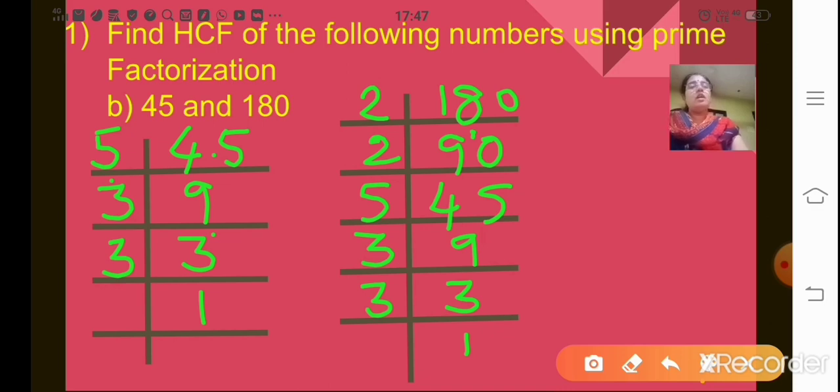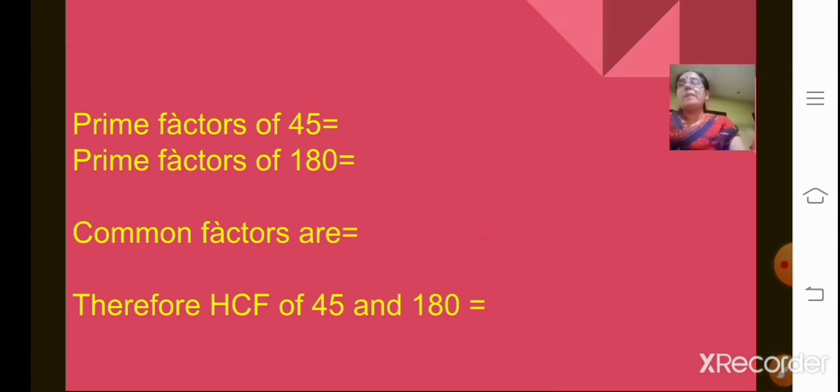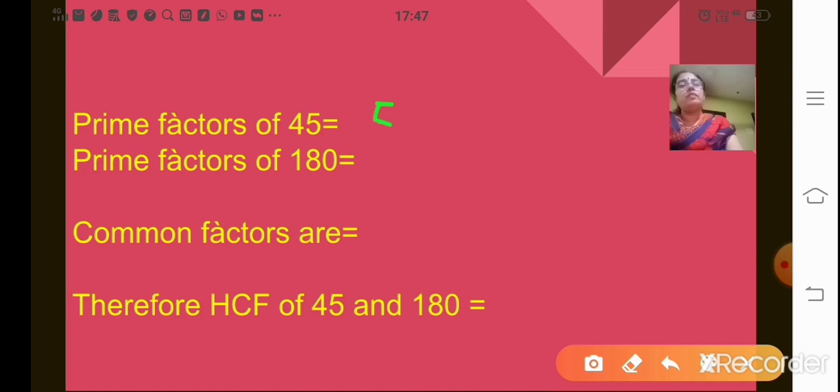Yes. Now let us find the HCF of these numbers. First we'll write the prime factors of 45. What was the prime factorization of 45? That is 5 into 3 into 3. Okay, so 5, 3 and 3. Now the prime factors of 180, that is 2 into 2 into 5 into 3 into 3.